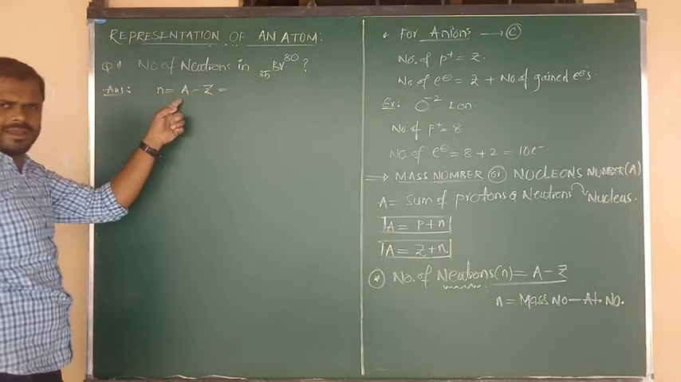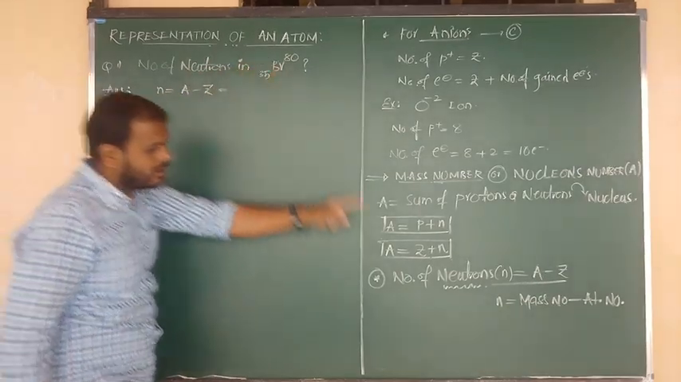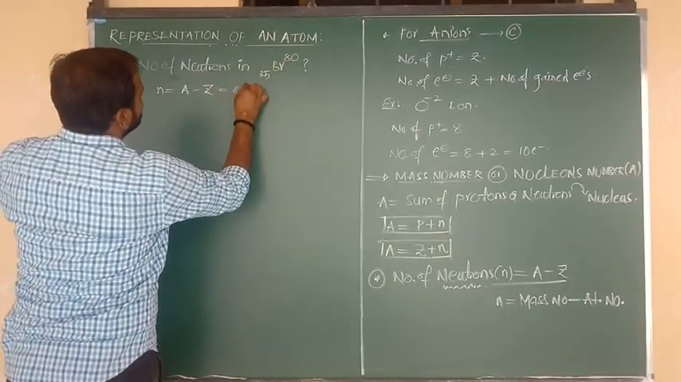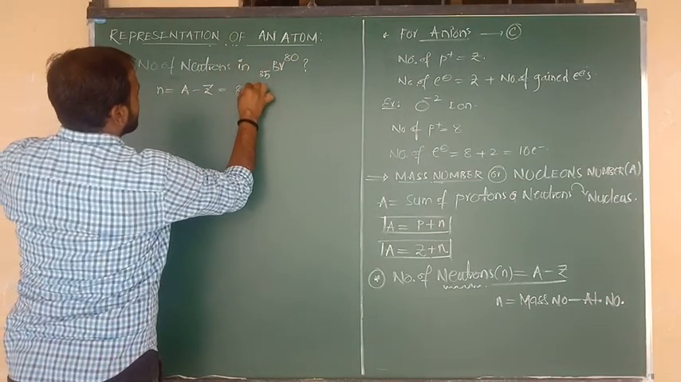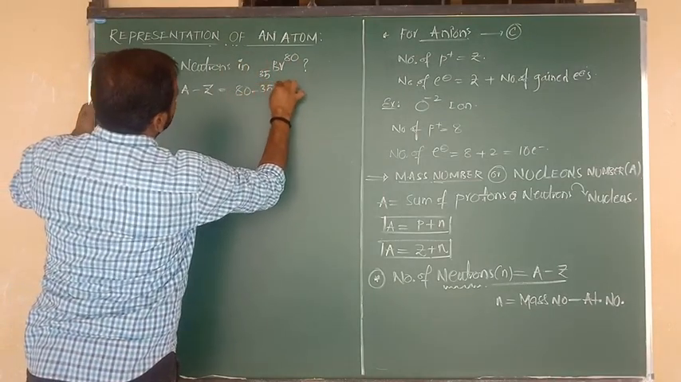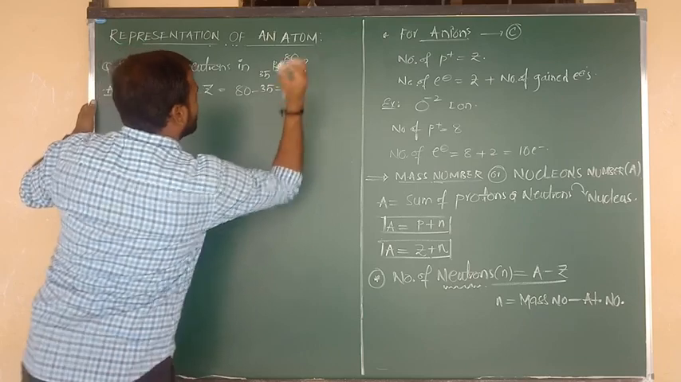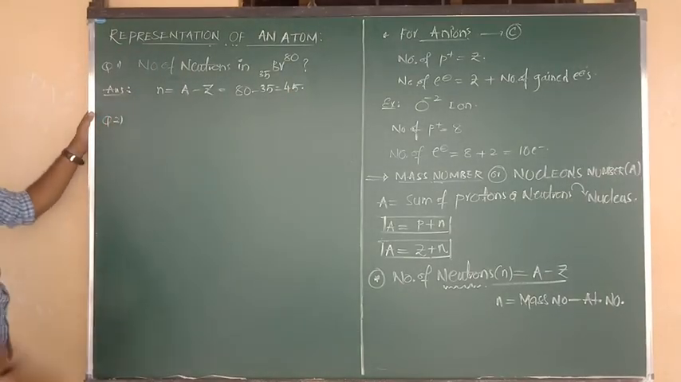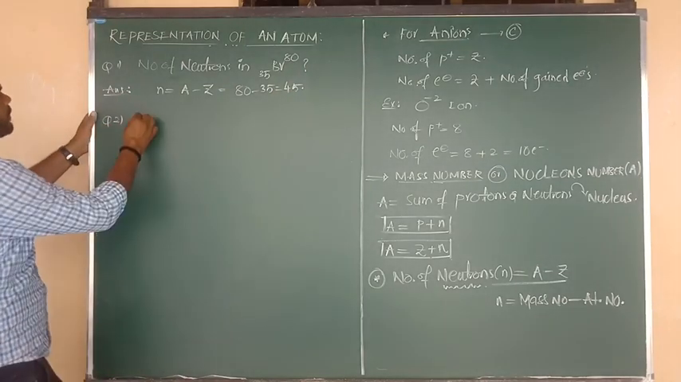What is meant by A? Mass number, which I have given here. What is meant by Z? Atomic number. So the mass number is 80 and the atomic number is 35, and your answer is 45. Next, question number 2 I am going to write for you.